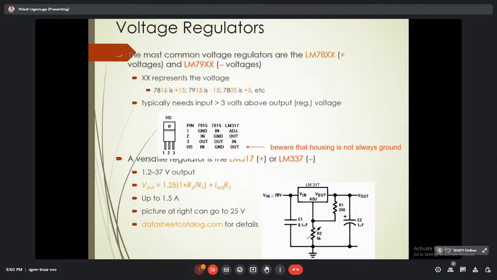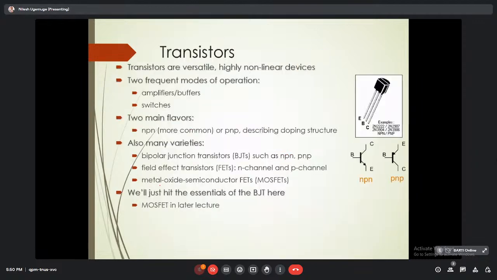You can see 7815 is plus 15, 7915 is minus 15, and 7805 is plus 5. It means how much voltage regulation can be done with the help of that IC, so this last number decides. It typically needs an input greater than 3 volts above the output voltage. Here we have the pin configuration 1, 2, 3, and here is how it is connected. Simply, you can see the application of these ICs.